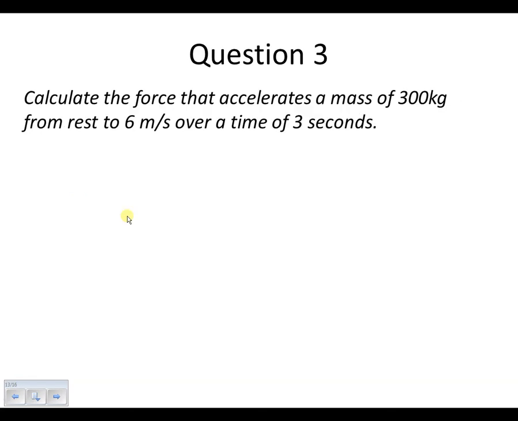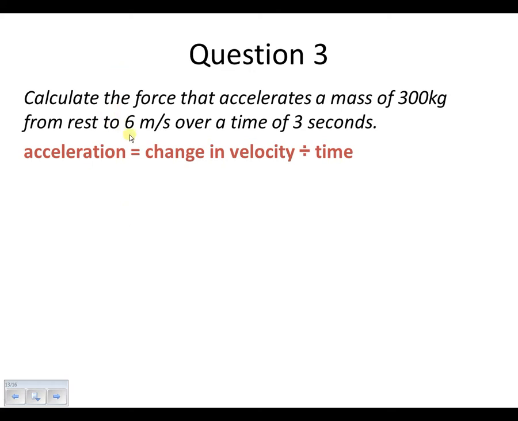Question 3. Easy peasy, isn't it? Calculate the force which accelerates a mass of 300 kilos from rest to 6 meters per second over a time of 3 seconds. F is equal to ma. Simple. I don't know, what do you think? Only problem is, where's the acceleration? So you've got to work it out. It hasn't been supplied. Acceleration is equal to change in velocity divided by time, or the mathematical representation, a is equal to v minus u divided by t.